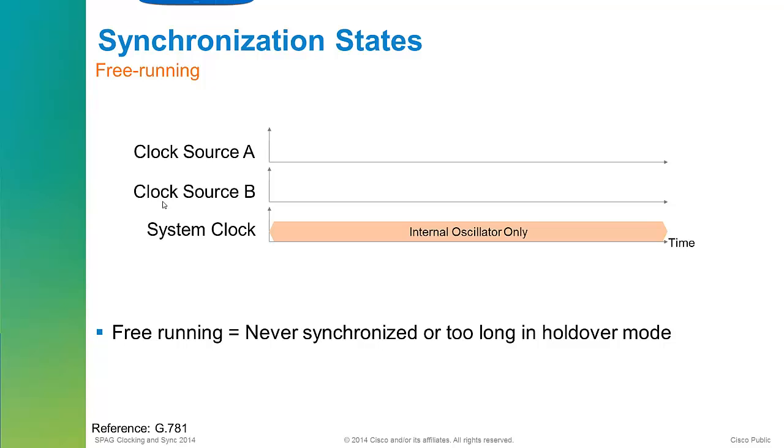The other time it can be in free running state is if you've been in holdover for too long. Many devices, after a period of time like 24 hours, will decide that they've been in holdover for too long, and they will go into free running state, in which case they'll basically forget about the tuning information they had from their frequency source, and they'll just go back to running at their ordinary old frequency, whatever that is, good or bad. Free running is not really what you want.